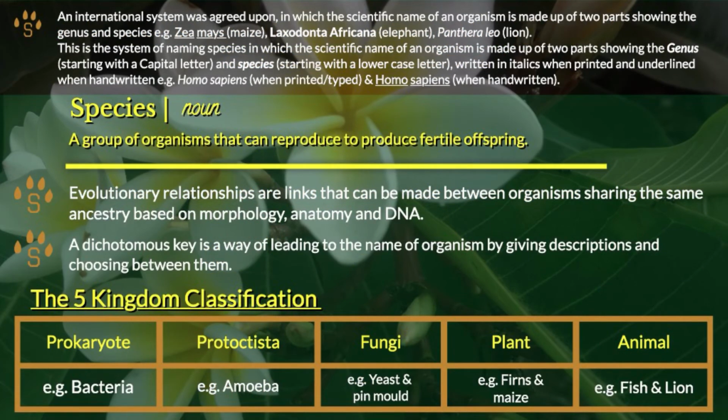An international system was agreed upon, in which the scientific name of an organism is made up of 2 parts showing the genus and the species of the organism. So this system is what we call the binomial system. For example, we have some examples to show you how they did it. The first example is Zea mays, which is the maize that we eat. Zea is the genus, mays is the species.